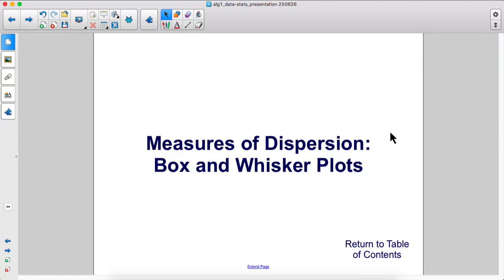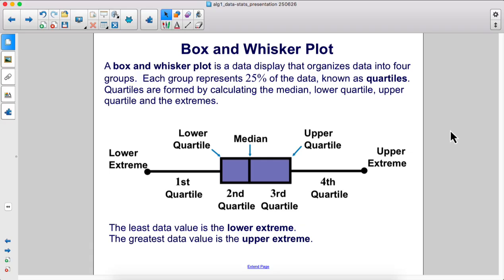Measures of dispersion, box and whisker plots. A box and whisker plot is a data display that organizes data into 4 groups. Each group represents 25% of the data, known as quartiles. Quartiles are formed by calculating the median, the lower quartile, the upper quartile, and the extremes.